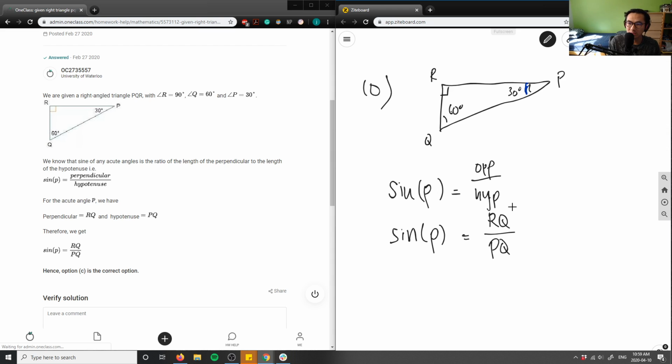Remember, I use the mnemonic SOHCAHTOA, and I think that's taught in Ontario curriculums as well. And then what I do is I rewrite this in terms of the triangle here. If you're not familiar with this, SOH is sine is opposite over hypotenuse, cosine is adjacent over hypotenuse, and TOA is tangent, so opposite over adjacent.